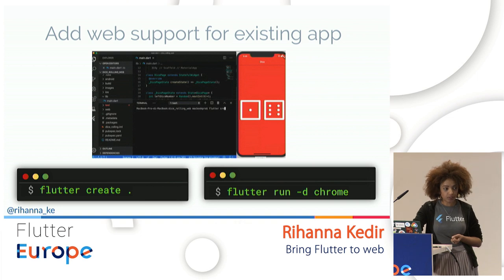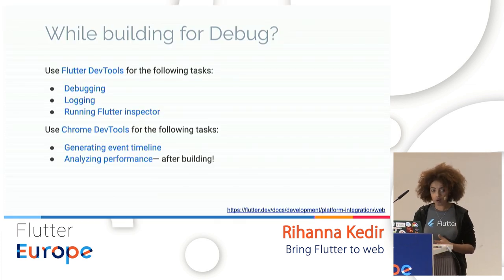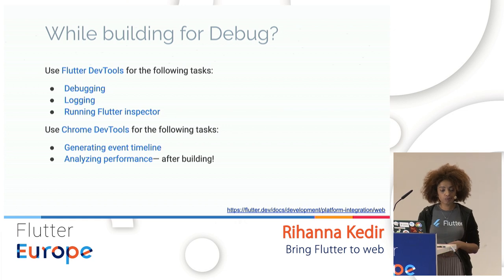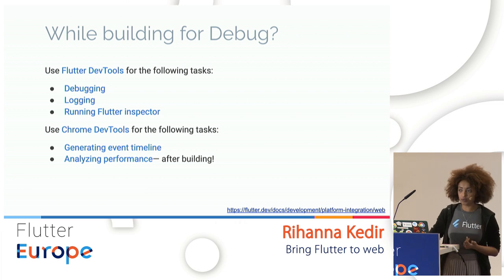For adding support to an existing app, we can do flutter create dot and run it on the web in Chrome in debug mode. While building, currently, we can use the Flutter DevTools in order to debug and to generate event timelines. We can use the Chrome DevTools. I recommend using it once we build it and not in debug mode, and the same thing for analyzing the performance of the built app.